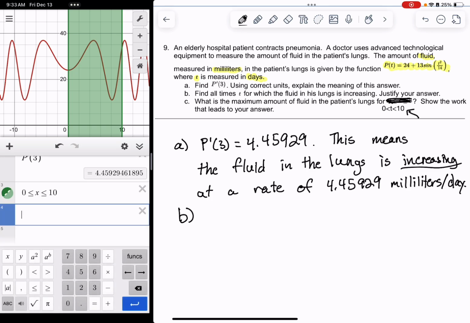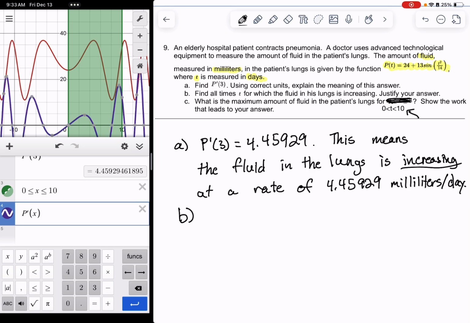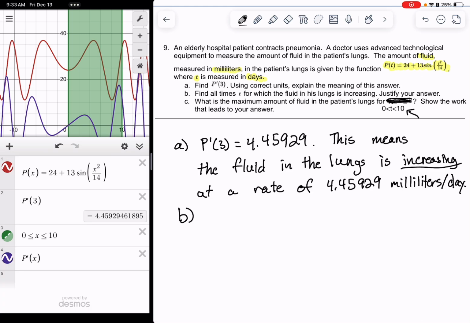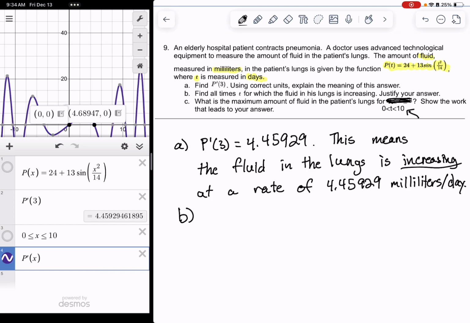How do we figure out those uphills and downhills? We plot the derivative, which is going to be p prime of x. Now I'm going to turn off the original by tapping on that red circle, and we're just going to look at the purple. What we want to see is when it is positive. Well, it appears to be positive from 0 to 4.68947. So from 0, actually let's write our sentence and then we'll start filling in some of this information.